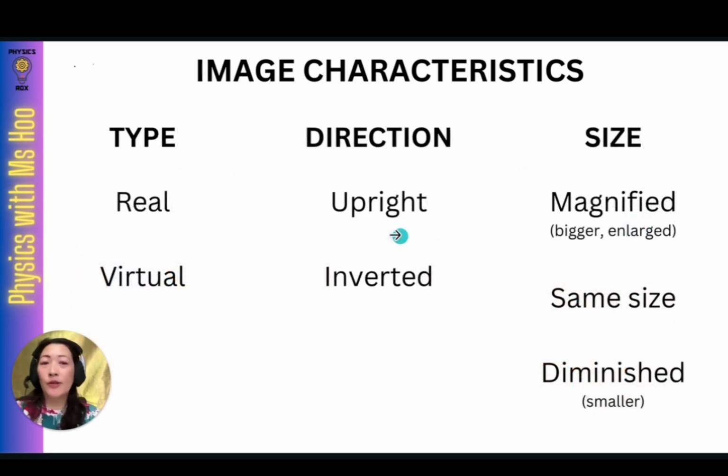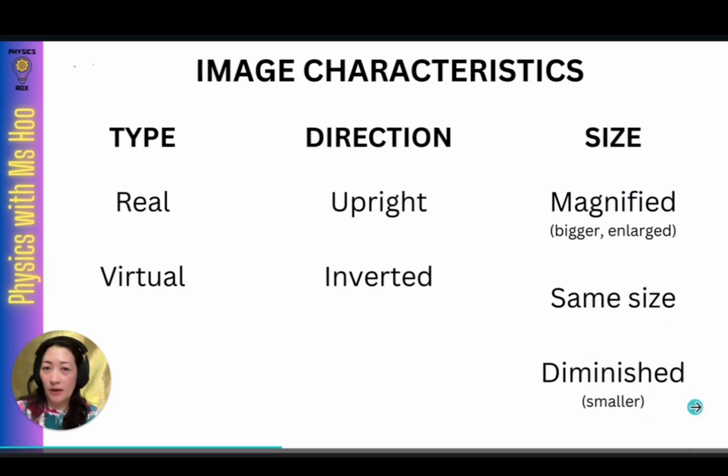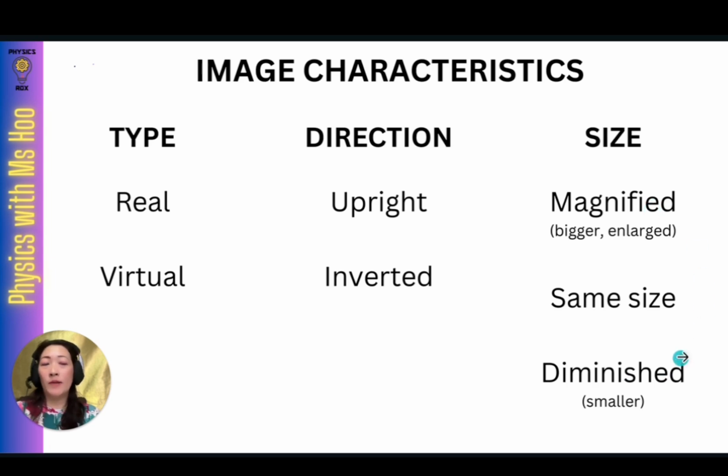Besides type, there's also direction. So the two types of direction that you need to be able to state are upright or inverted. Upright means that the image is the right side up. So if the object has its head on top, the image that's upright will also have its head on top. An inverted image is an image that is upside down. For the size, you can have a magnified image, which means that it's a bigger or enlarged image, an image that's the same size, or a diminished image. Diminished means smaller. By the way, if you don't want to use the term magnified or diminished, you can use terms like bigger or enlarged or smaller.